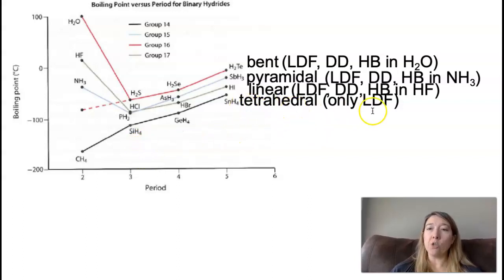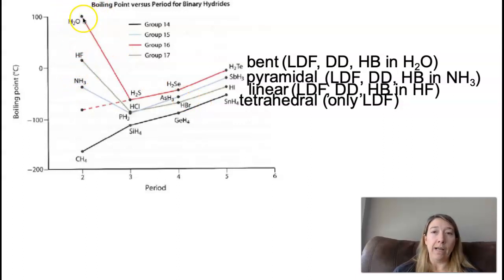So our tetrahedrals were the only ones that have LDFs. So that's why they're the lowest, because they only have one intermolecular force. When we look at these other ones, they all have LDF and dipole-dipole, which is why they show up a little bit higher. When we look within the individual groups, we see that the first ones of NH3, HF, and H2O are all higher than the remaining ones in their groups. And that's because these three have hydrogen bonds.